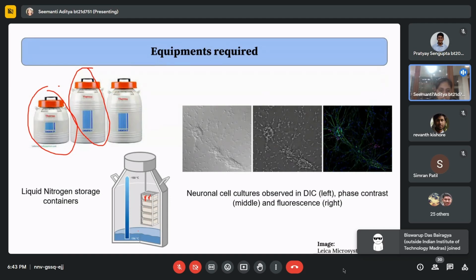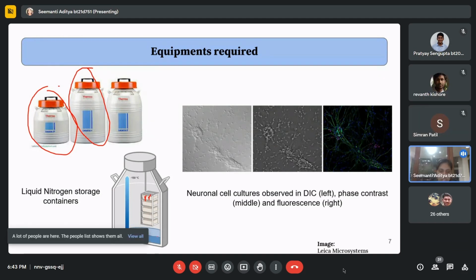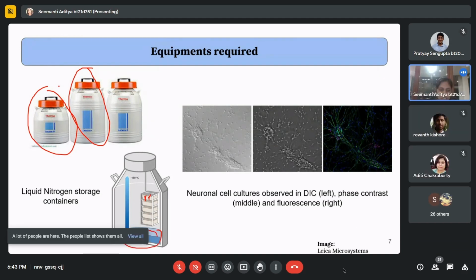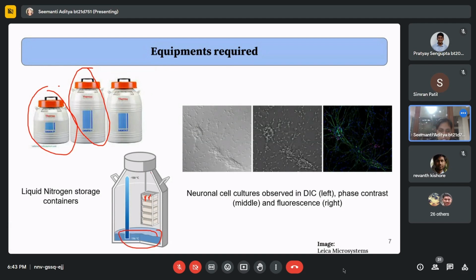Liquid nitrogen we have to continuously replenish because it gets evaporated. The liquid nitrogen is placed in the container, and when we replace it, it has to be filled up to here, totally immersing all the cells inside the liquid nitrogen. But whenever we open the liquid nitrogen cap, you will see vapors coming out because it evaporates very quickly.